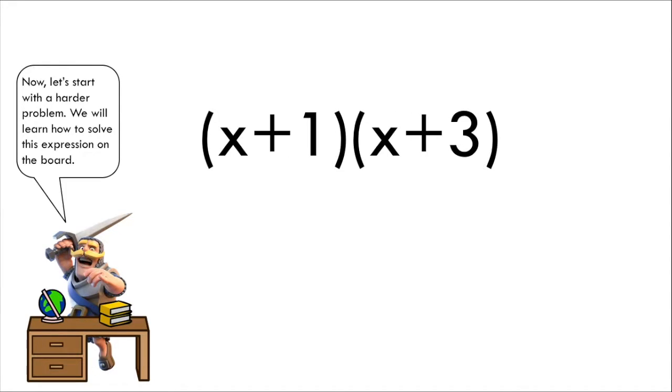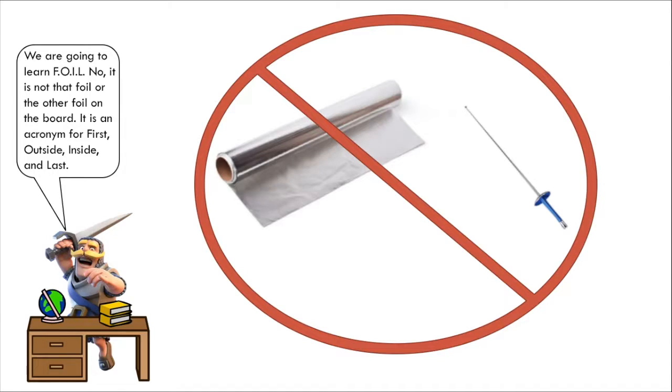Now, let's start with the harder problem. We will learn how to solve this expression on the board. We are going to learn FOIL. No, it is not that FOIL or the other FOIL on the board. It is an acronym for first, outside, inside, and last.